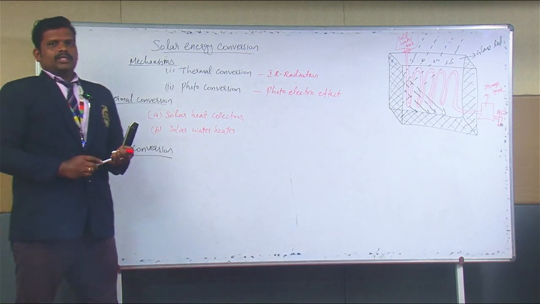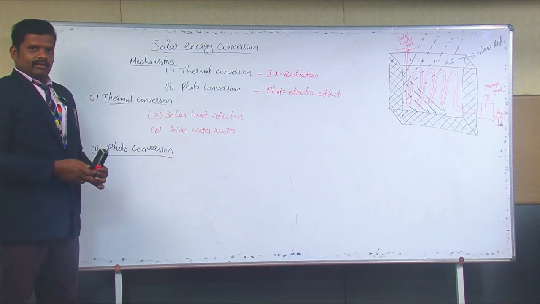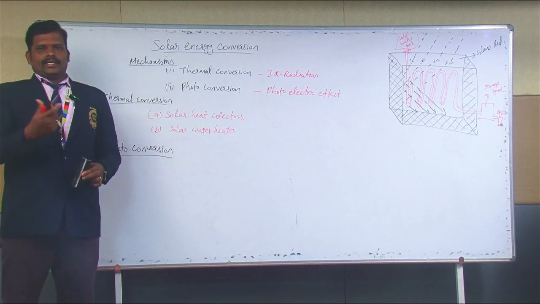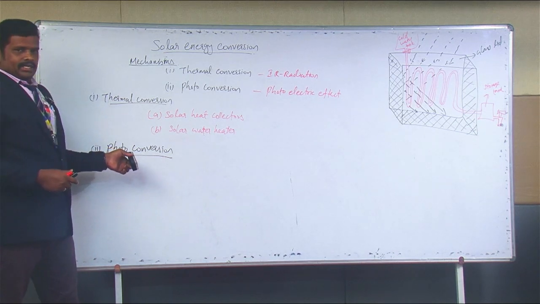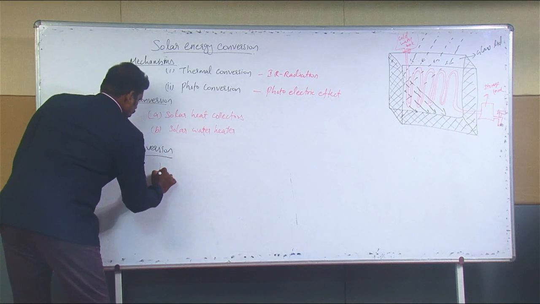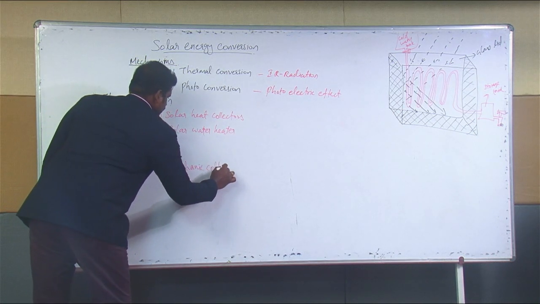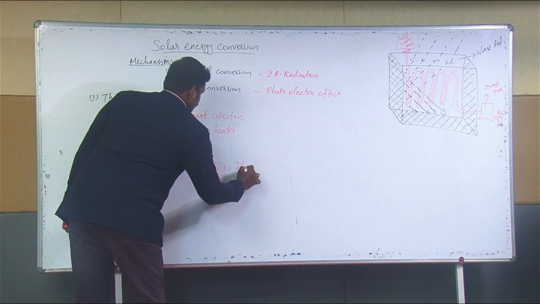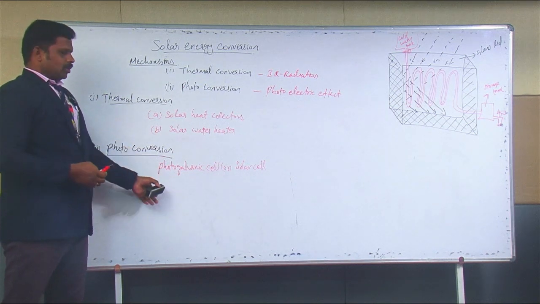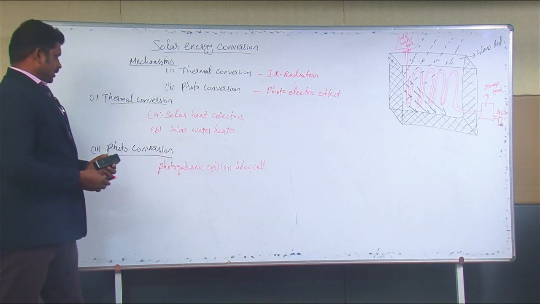So photo conversion is nothing but the process of conversion of direct sunlight into electrical energy by using the photoelectric effect. We can use some device to convert direct sunlight, light energy, into electrical energy. They are called photo galvanic cells, otherwise called solar cells. We know very well about solar cells. Another name for the solar cell is photo galvanic cell. The solar cell is used to convert light energy into electrical energy.